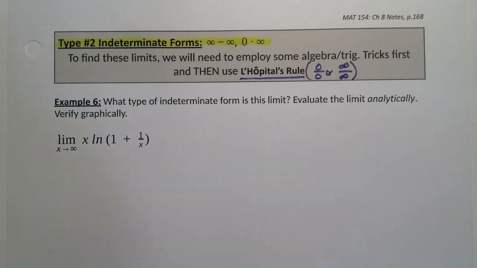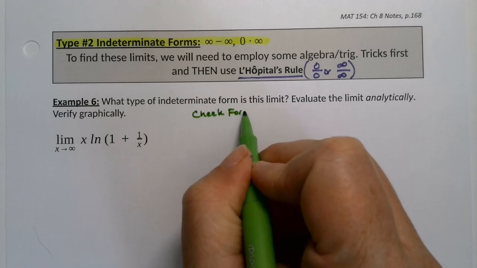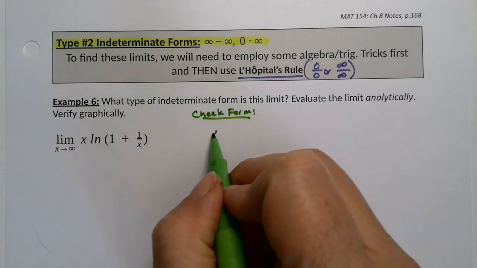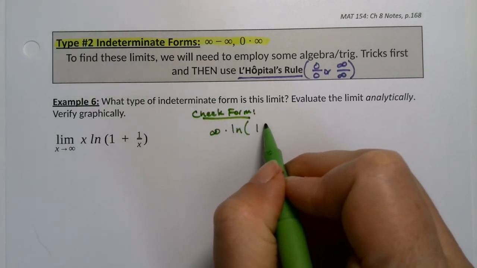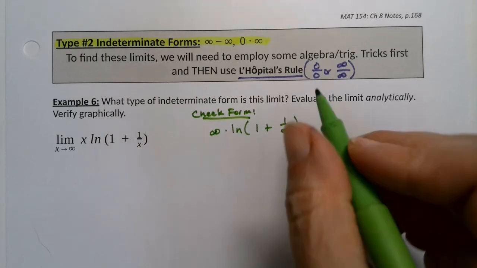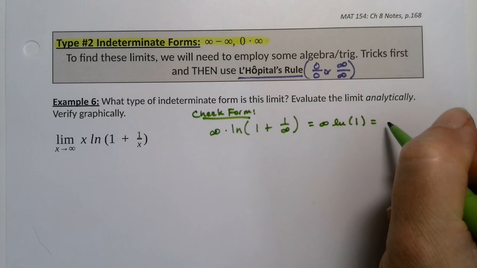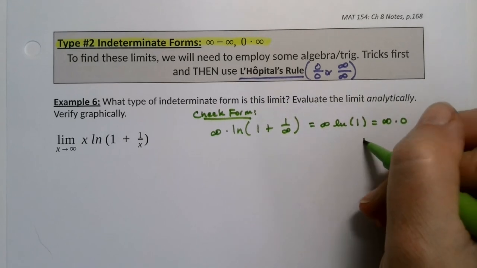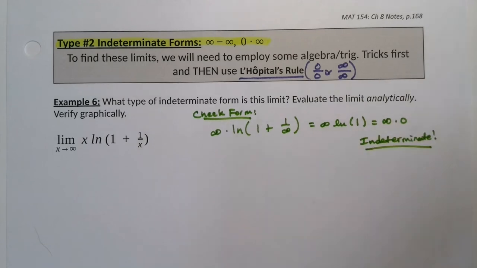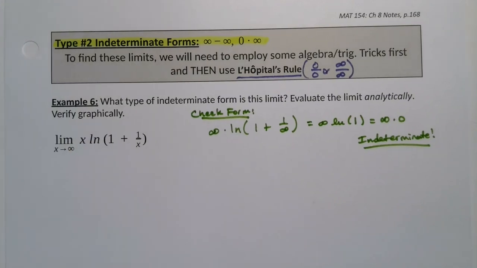All right, so let's look at how we started this problem. If we want to check our form here, what form are we in? If I'm going to let x go to infinity, then this is infinity times the natural log of 1 plus 1 over infinity. Now 1 over infinity is 0. That's not indeterminate. So that's infinity times the natural log of 1, which is infinity times 0. That is indeterminate. We don't know what that is. It's one of our 7 indeterminate forms. So we are going to use algebra.